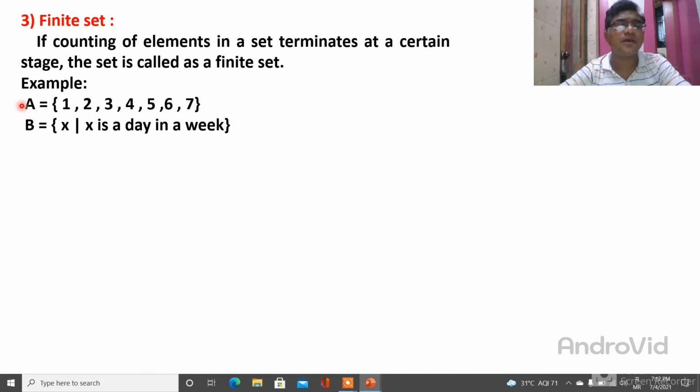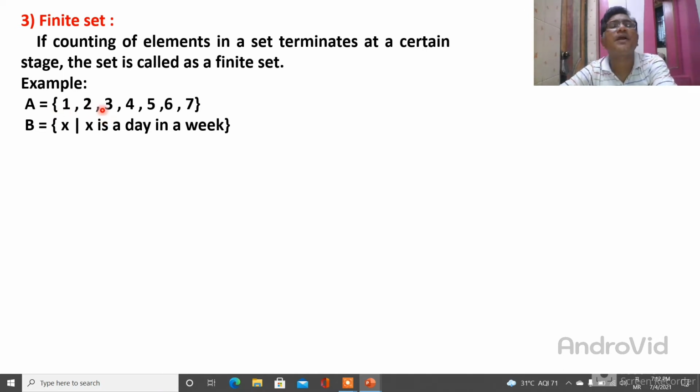Example, A is the set 1, 2, 3, 4, 5, 6, 7. So the number of elements ends at 7. So it is a finite set. B is the set of x such that x is a day in a week. We know how many days there are: Sunday, Monday, Tuesday, Wednesday, Thursday, Friday and Saturday. So here you know the endpoint. Such a set is called a finite set. Do you understand?